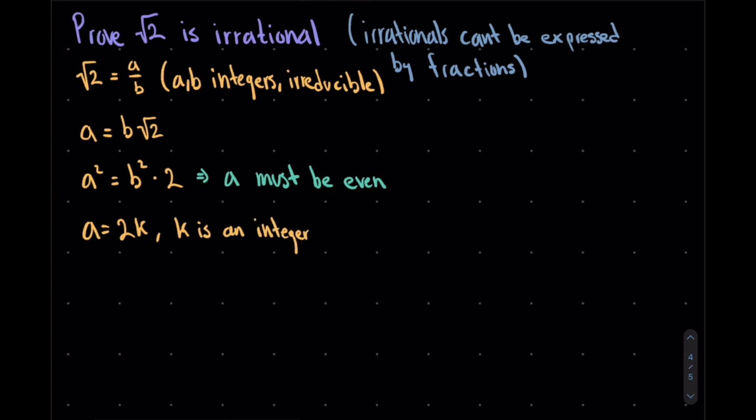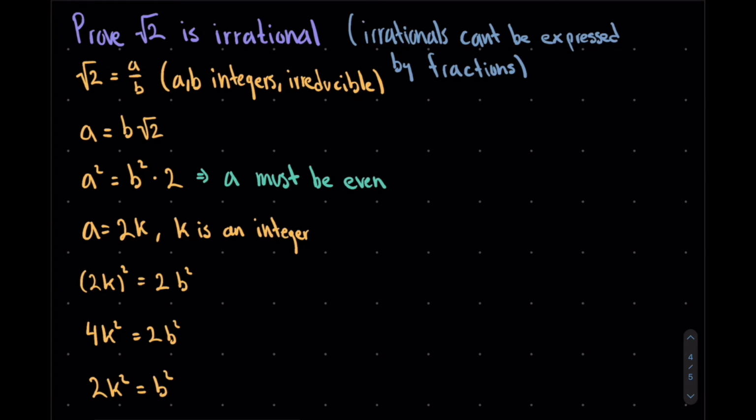Now we're going to replace the a in the equation above by 2k. So instead of having a squared is 2b squared, we'll have 2k squared is equal to 2 times b squared. If we expand this, we'll get that 4k squared is equal to 2b squared, and by dividing by 2 we get 2k squared is equal to b squared.